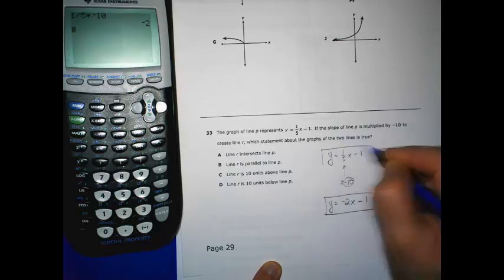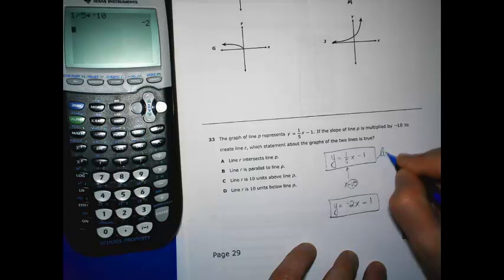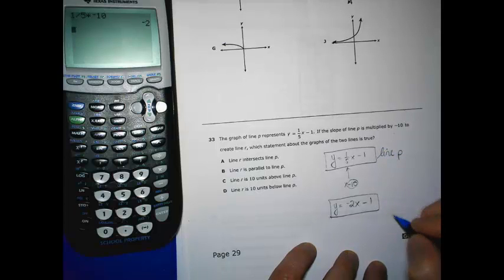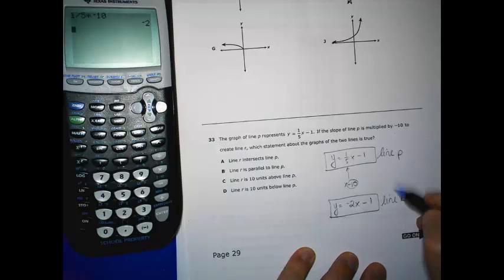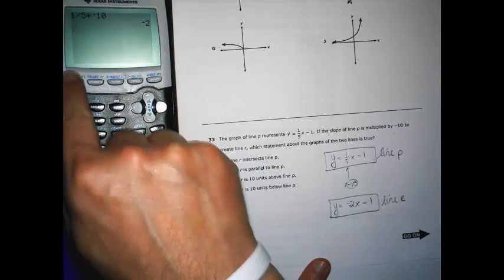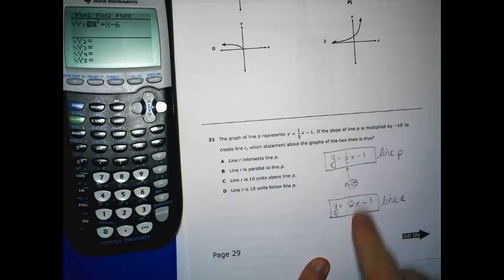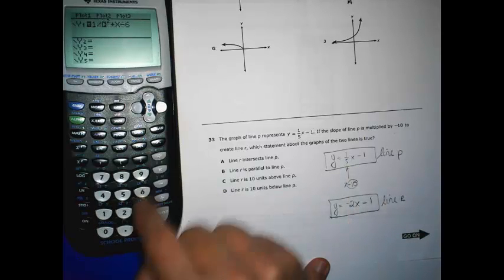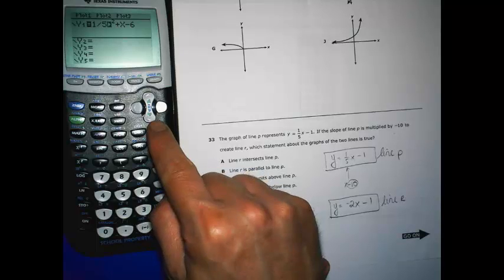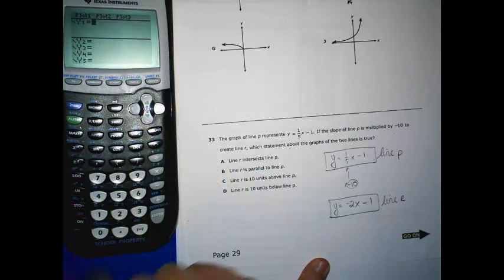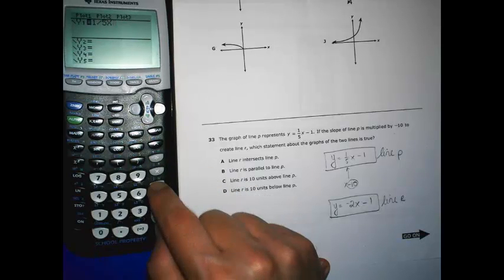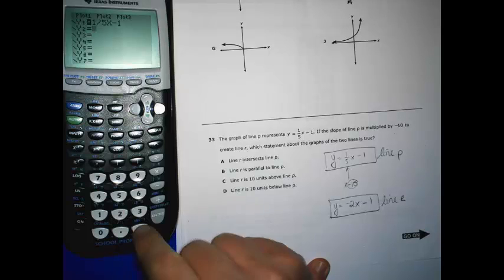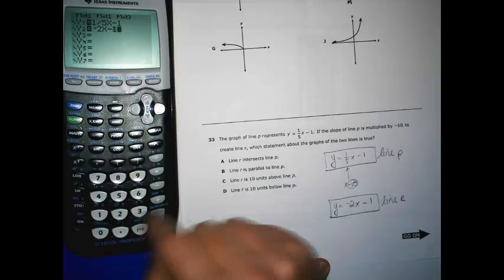So basically, we have two lines. This is line P, and this is the new line, line R. And the question is, which statement about the graphs of the two lines is true? Okay, let's do this before we even read the multiple choices. Let's graph these two lines using our calculator. That will give us a better idea what the graph looks like. So let's clear the Y screen. Let's enter the equations: 1 divided by 5x minus 1 and -2x minus 1.